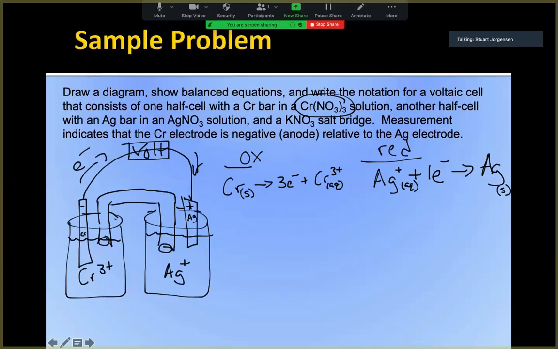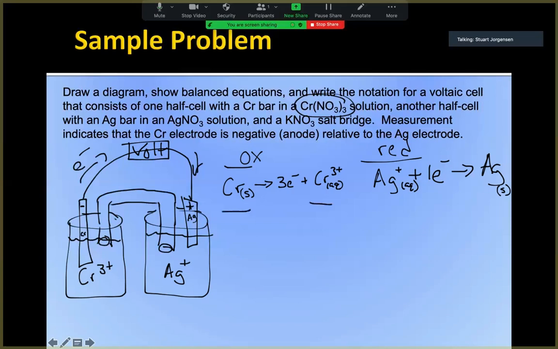Cool. So here are our half reactions. They're good. We could multiply and try to get our overall balanced reaction, but it wasn't really looking for that. We just wanted to know our two half reactions, right? And so now we want to get our cell notation. Our cell notation is oxidation, then reduction, low to high, high to low.